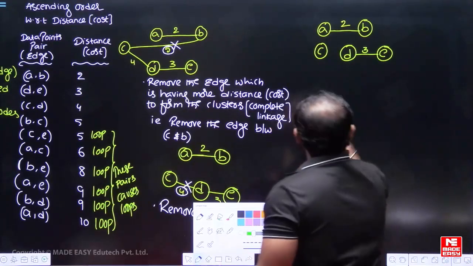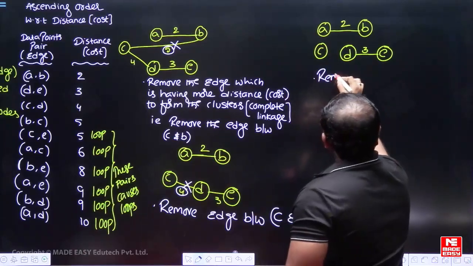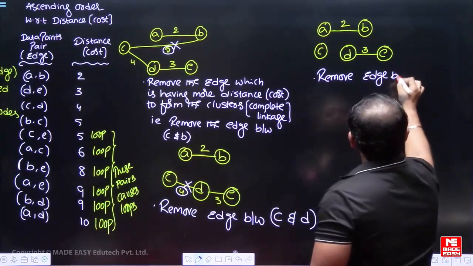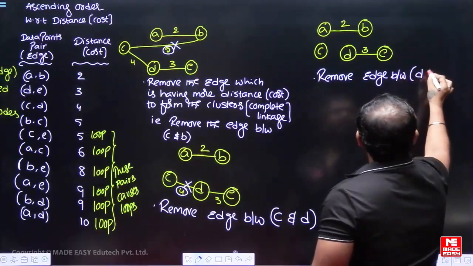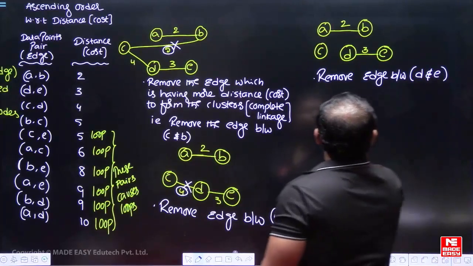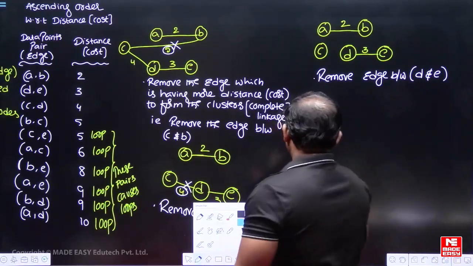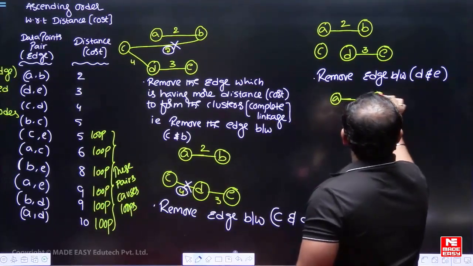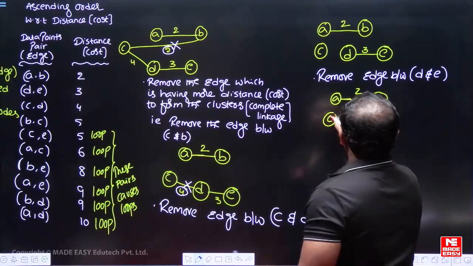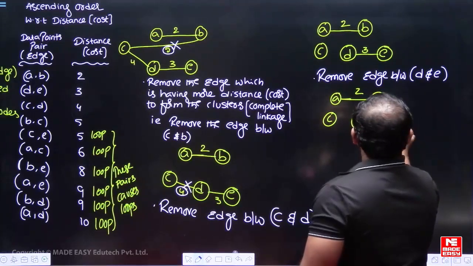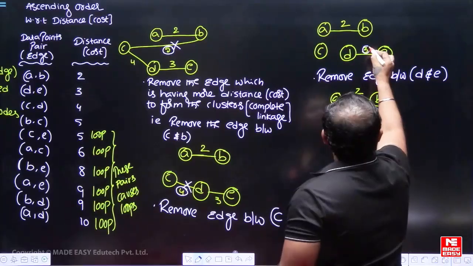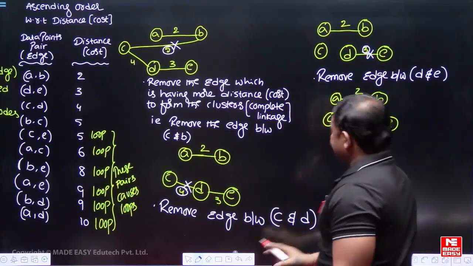After that, remove the edge between D and E. So what is this? A, B. This connection is already present. Now C is there, D is there, E is there. So now here what happens? This is the longest distance that is removed.